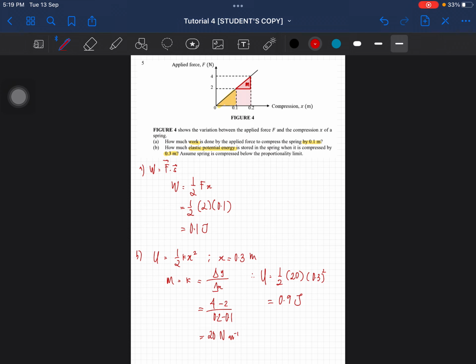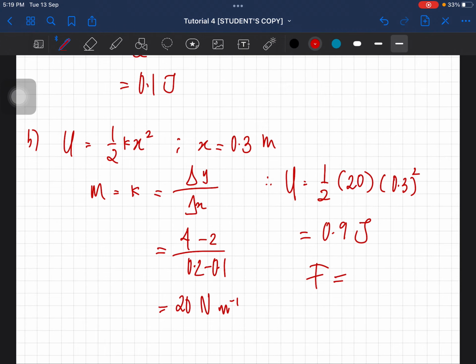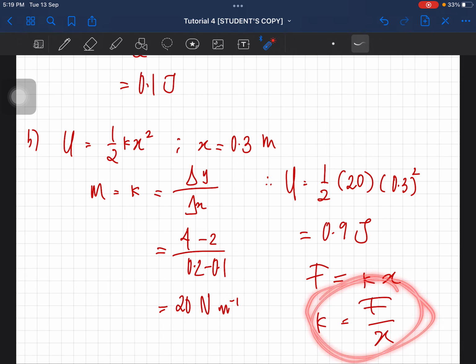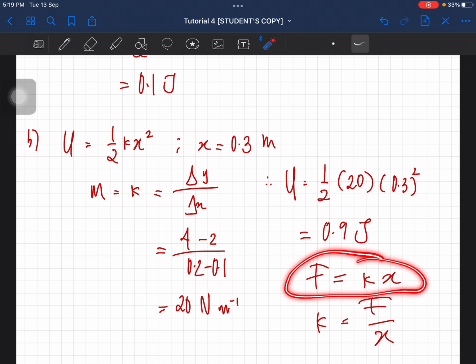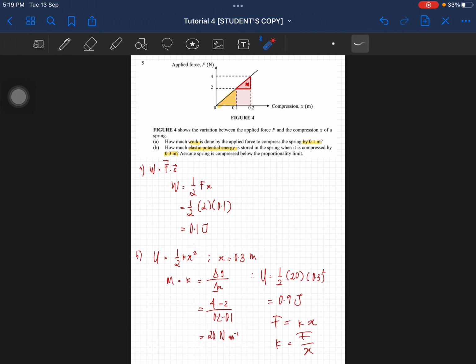Okay, that is very straightforward, except for the part where you calculate the gradient na kali. Because kalau kamu ingat, F is equal to kx. So k is equal to F over x. So that's why kita boleh guna the gradient of this graph untuk cari k. Sebab formula dia F equal to kx. Macam tu. Ada negatif di sini, tapi tidak payahlah. Okay, so that is the solution for question number 5.